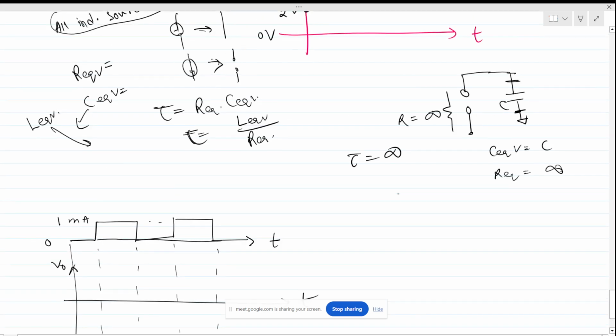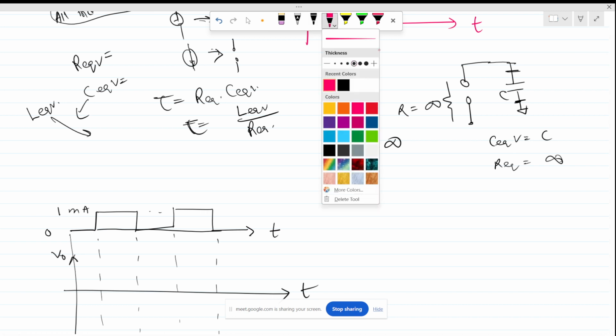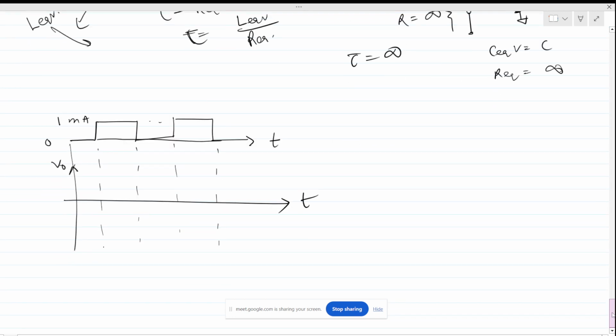Let me change the color of the pen. In this case, we are assuming the voltage across the capacitor initially was 0 volt, for simplification. For the pulse, let's mark T1, T2, T3. The time period will be capital T, and this will be 2T.